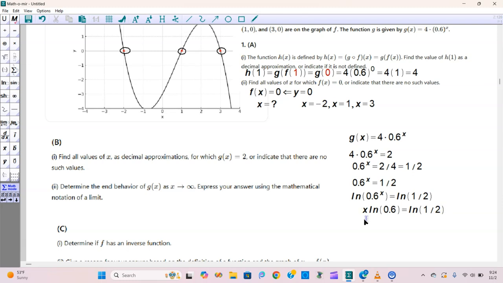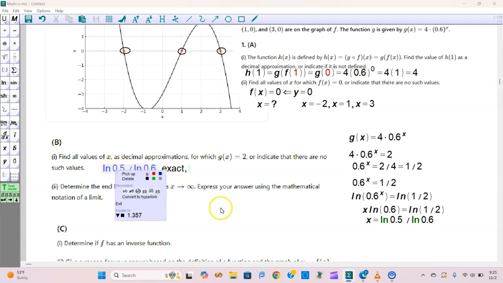And then ln of 0.6 is just a number, so you can divide by it. So x equals ln of 0.5 divided by ln of 0.6. You put this in your calculator and get some number out of it. The exact answer would be ln of 0.5 divided by ln of 0.6, but you have to approximate, so just put that in your calculator. I don't think the calculator I'm using can do this, can it? It can: 1.357. There you go, so 1.357.